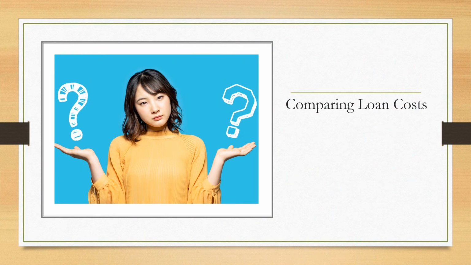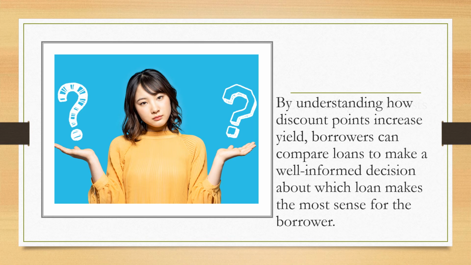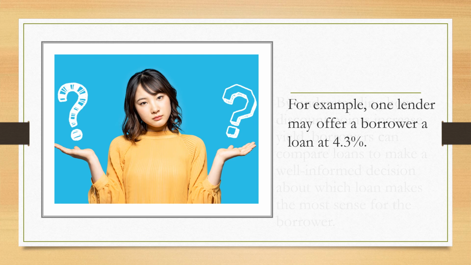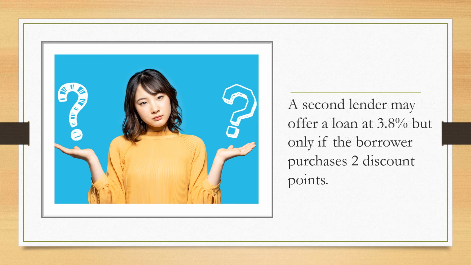Comparing loan cost. By understanding how discount points increase yield, borrowers can compare loans to make a well-informed decision about which loan makes the most sense for the borrower. For example, one lender may offer a borrower a loan at 4.3%. A second lender may offer a loan at 3.8%, but only if the borrower purchases 2 discount points.